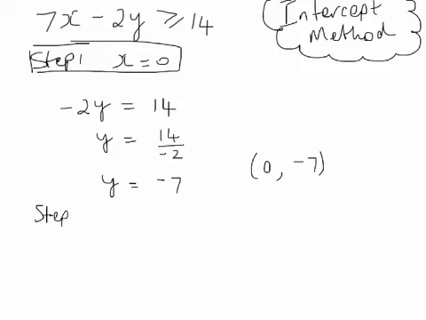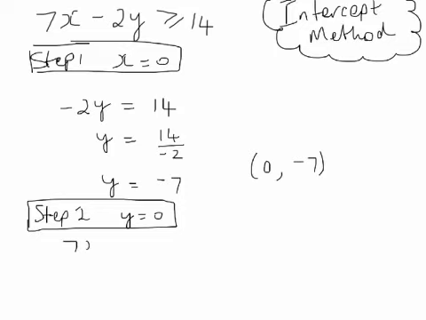Step 2, we're going to now have y equals 0. What's that going to look like? Well, we're going to have 7x take away 2y equals 14. Well, we know here that the 2y is 0, so that's just going to leave us with 7x equals 14.